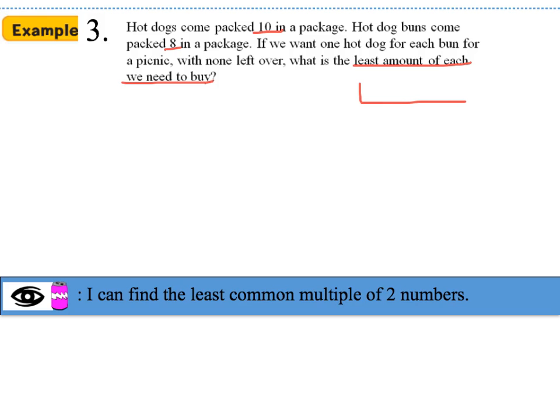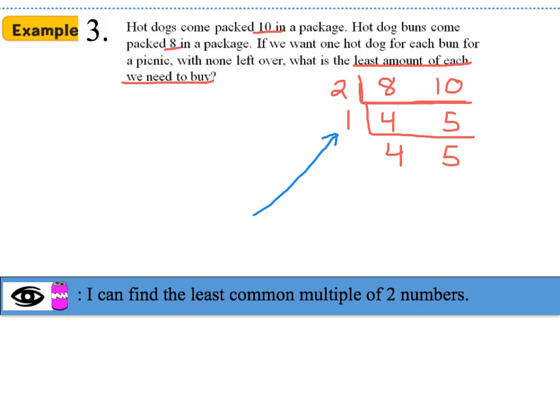So let's use the LCM of 8 and 10. And let's ask ourselves, what number goes into 8 and 10 evenly? I can think of 2. 2 goes into 8 4 times, and 2 goes into 10 5 times. Let's continue our ladder. And let's think of another number that goes into 4 and 5. The only thing I can think of is 1. 1 goes into 4 4 times, and 1 goes into 5 5 times. Notice we've hit a stopping point because we have a 1 on the left-hand side of our ladder. So I can say I'm done with the ladder portion.